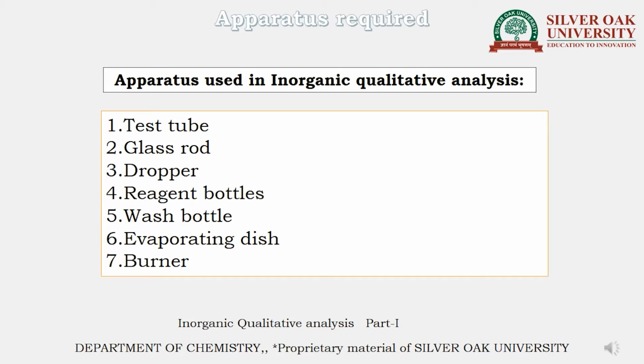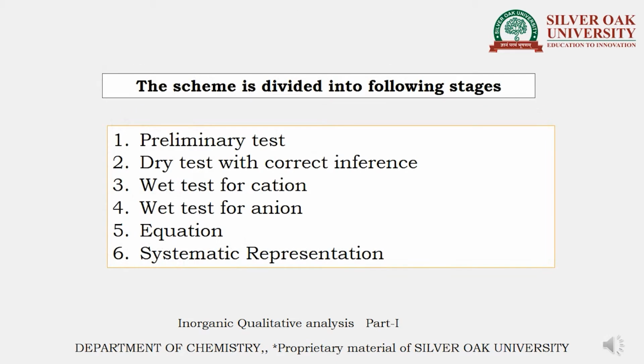Now I would like to tell you about the sequence or scheme of this practical. First is the preliminary test, second is the dry test, third is the wet test for cation, fourth is the wet test for anion, fifth is our equation, and the last one is systematic representation. So this scheme is divided into a total of 6 parts.